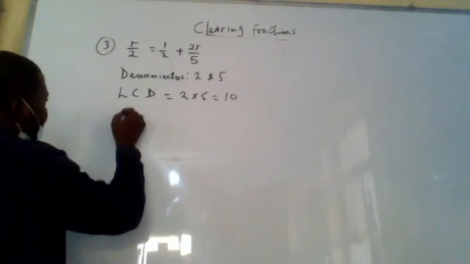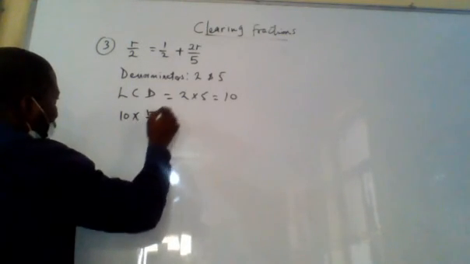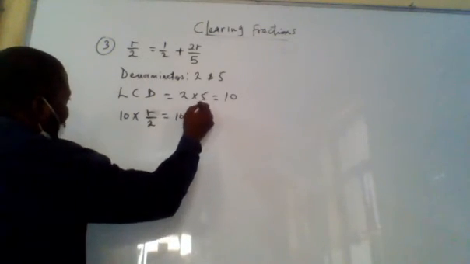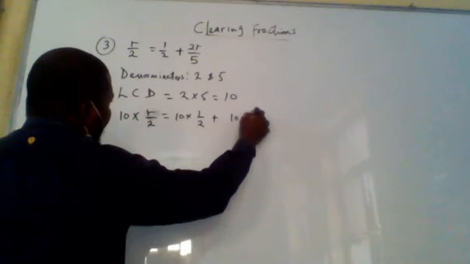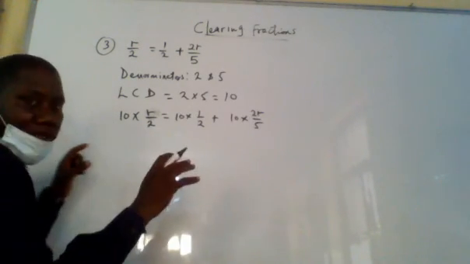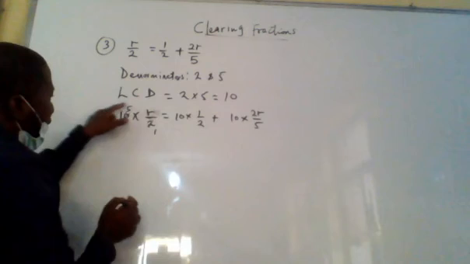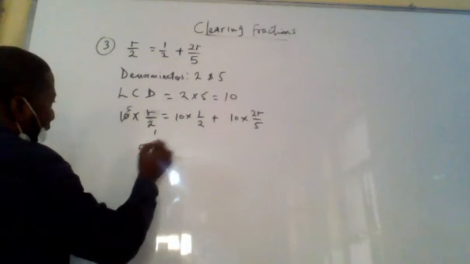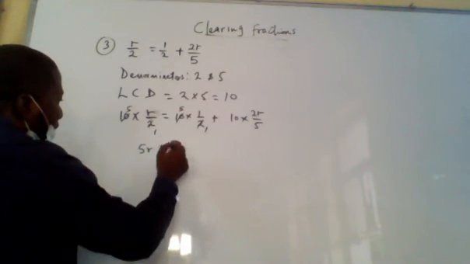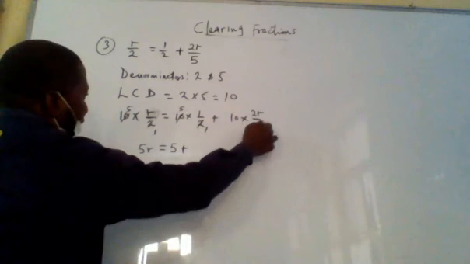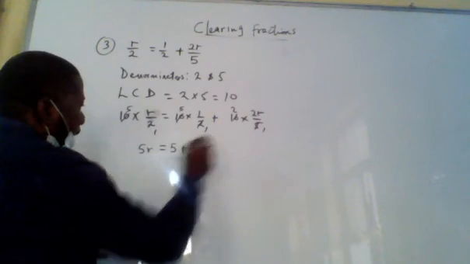So we have 10 times r over 2 equals 10 times 1 over 2 plus 10 times 2r over 5. So we have achieved this. The next step is to say 2 in 10, 5. 5 times r, that will give me 5r equals 2 in 10, 5. 5 times 1, that gives 5, plus 5 in 10, 2. 2 times 2r, that will give me 4r.